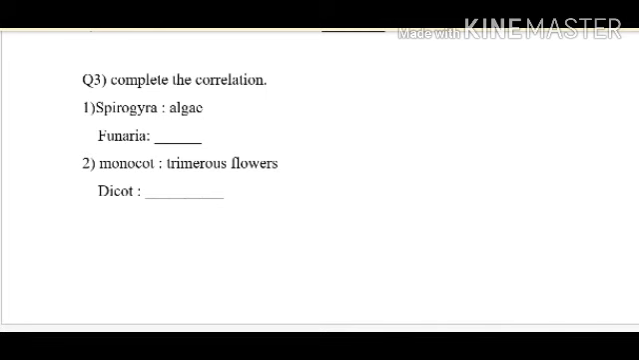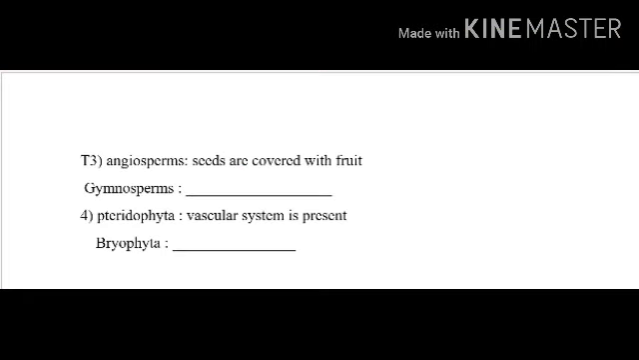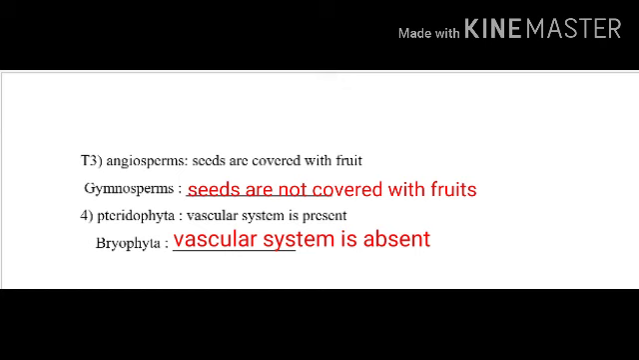Question number 3, complete the correlation. Spirogyra is related to algae because it belongs to the algae group, and Funaria belongs to the moss. Next is monocot. They have trimerous flowers, that is they have petals which are 3 in number. Dicot have pentamerous flowers. Third one, in angiosperm seeds are covered with fruit and in gymnosperm seeds are not covered with fruits. Next, fourth one is pteridophyta. Vascular system is present, and in bryophyta vascular system is not present.